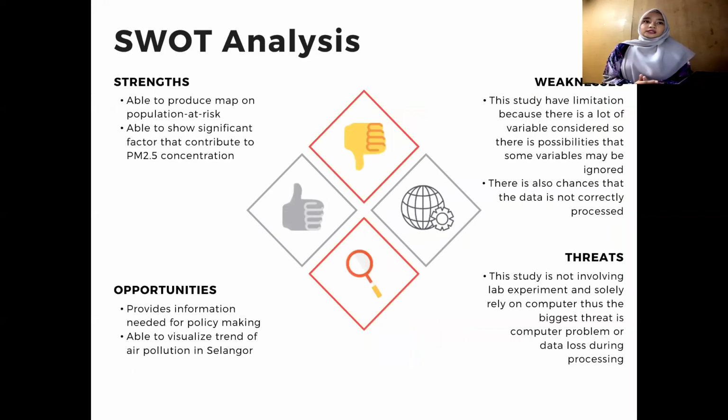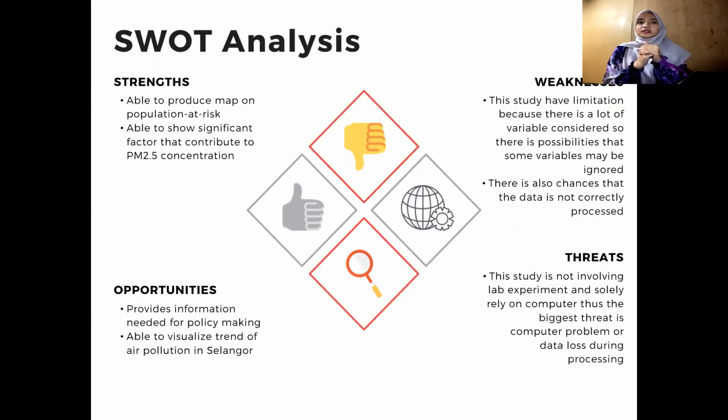The SWOT analysis for this study: first, the strength is that this study is able to produce a map of population at risk, and also able to show the significant factor that contributes to particulate matter 2.5 concentration. The opportunity is that we provide information needed for policy making. It is able to show the pattern of air pollution in Selangor.